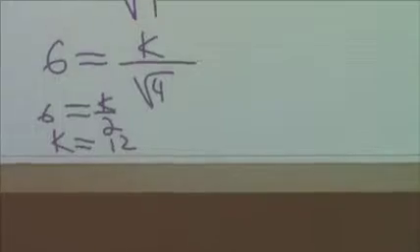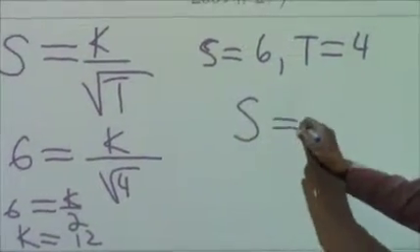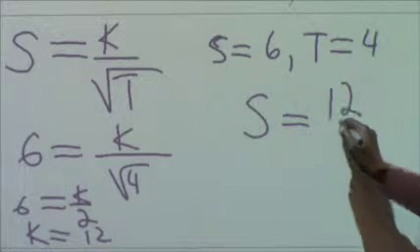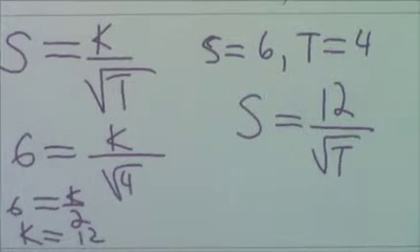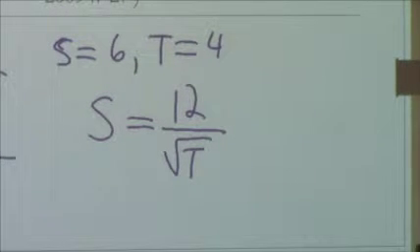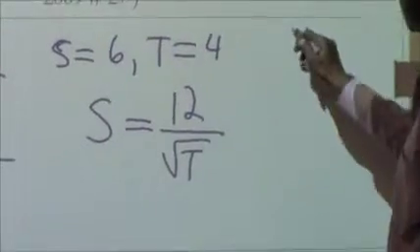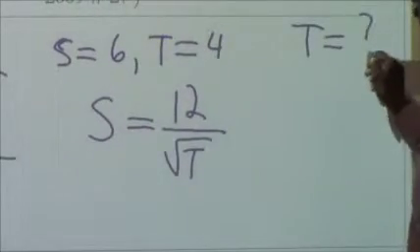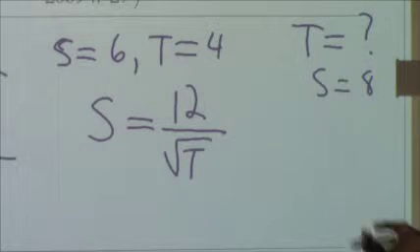So now that we know that K is equal to 12, we can write the general relationship: S is equal to 12 over the square root of T. Given the next part of the problem, they want us to find T. That means T is something we don't know when S is equal to 8. So let's see if we can do that.